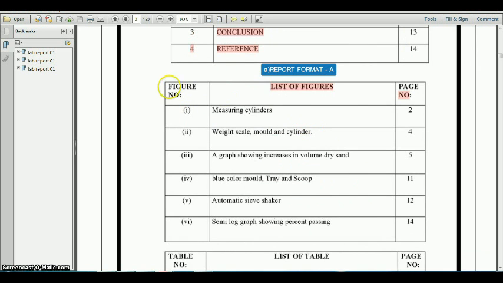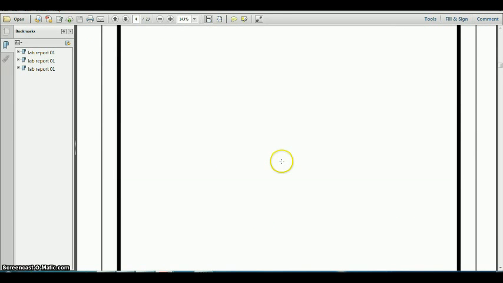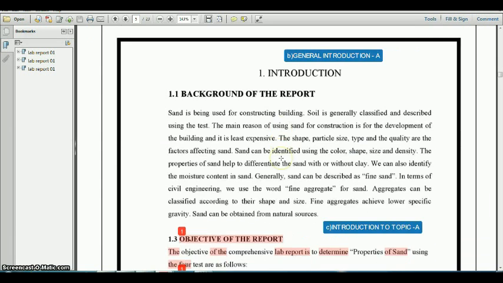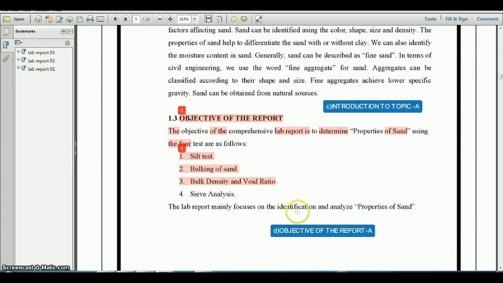And the list of figures: figure numbers and details of the figures. The heading can be changed to details of the figures, and write down the details of the figures and the page number. Here, table numbers and details of the tables and the page numbers. After this, introduction. So here, the background of the report and the objective of the report.